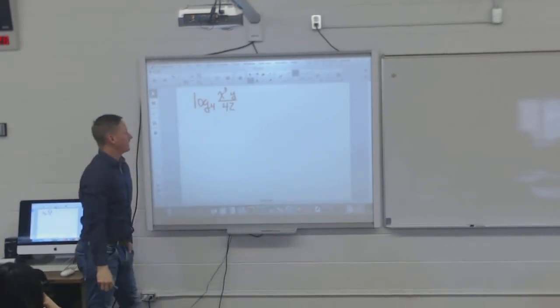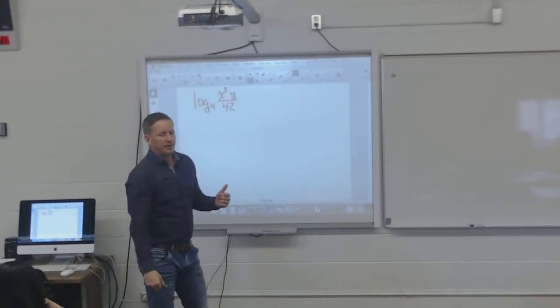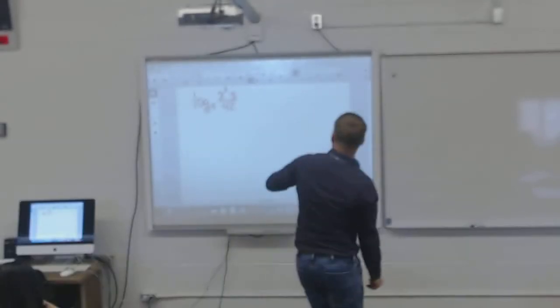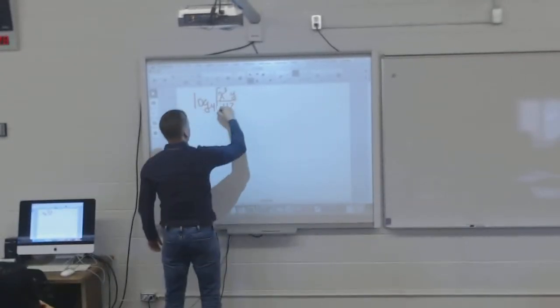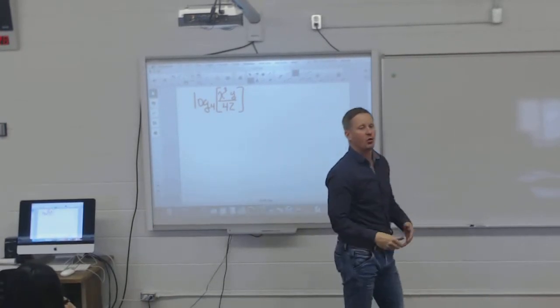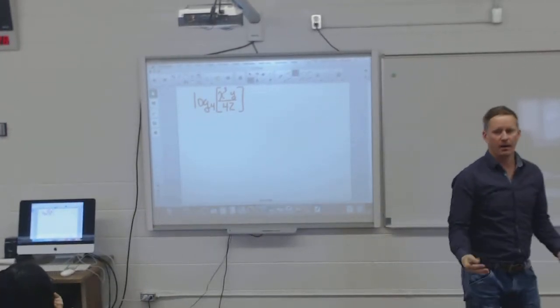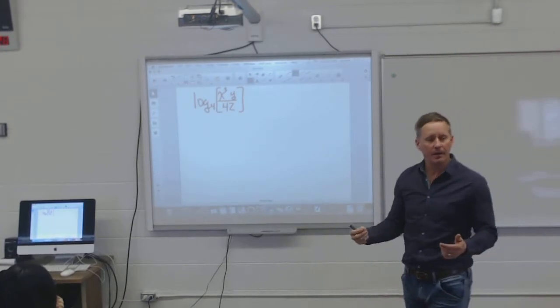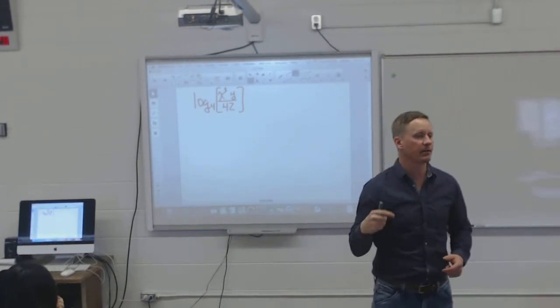Okay, so what I'm going to do, I have all of this here. I don't know if they put brackets on it or not. I always put those in brackets. I would suggest you always put those in brackets. If you use the log button on your calculator, it always opens up brackets. I always put it in there.